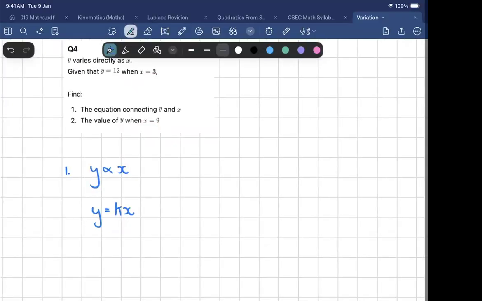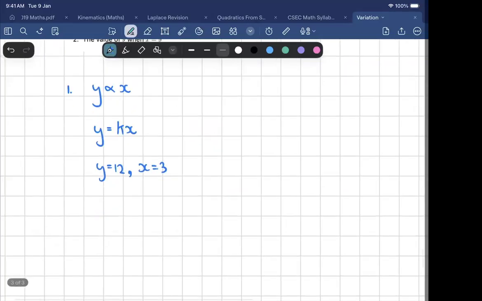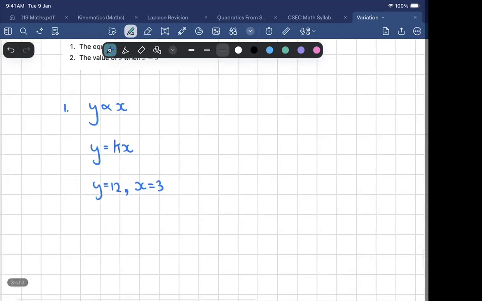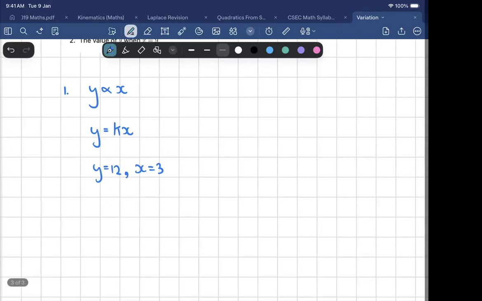So they're telling us y is equal to 12 and x is equal to 3. So what are we going to do next? We're not finished yet, you know. We need to find K. We need to mathematically find K. So we figured out that y is equal to kx, and we have the information y is 12 and x is 3. How could I use that to find K? You tell me.